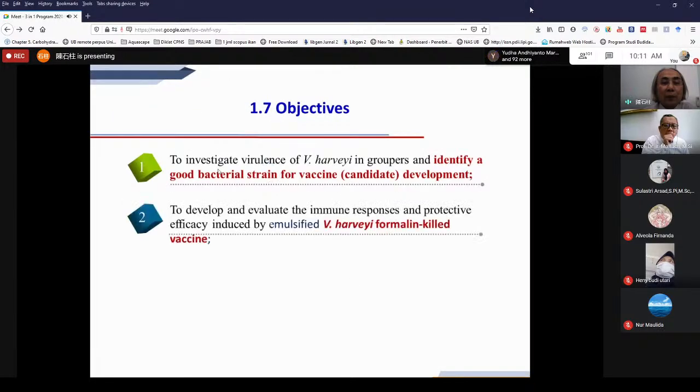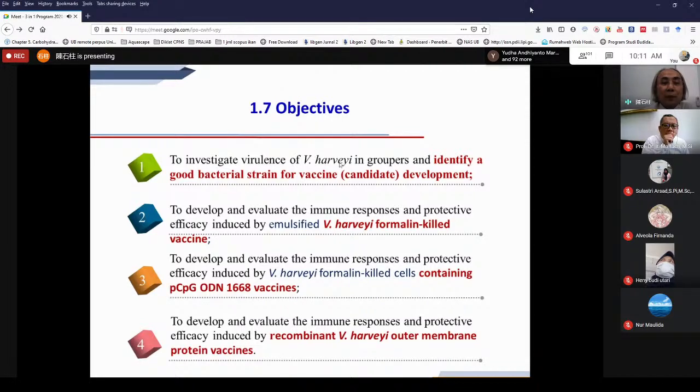So in total we investigate the virulence of the Weevil Harvey in grouper and identify a good bacteria strain for vaccine development. So how do you select your vaccine candidate? You cannot just say, I get one bacteria and I use it as the vaccine candidate. You should have a data bank from your stock. For instance, you have the same bacteria more than 10, 20, 40, or 50 strains. From your stock strains, you select the one, and see this strain is the best strain.